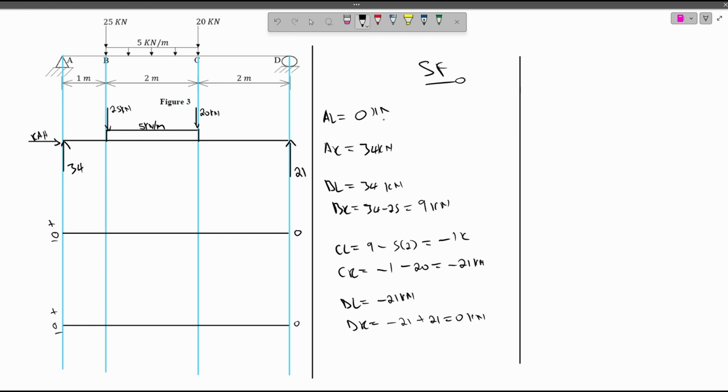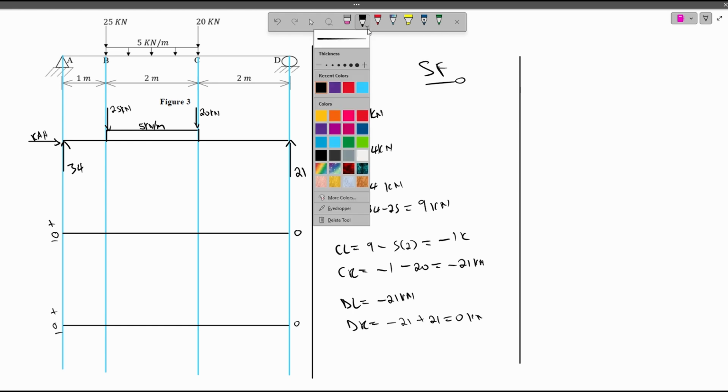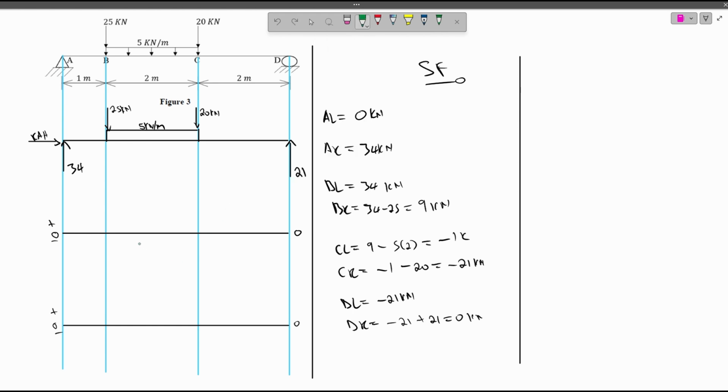Now let's plot our shear force diagram. Let's use green. A left with 0, A right we have 34. Let's put it here. We have 34. So it goes from here to there. B left is 34. It goes straight here, still at 34. Our B right is 9.